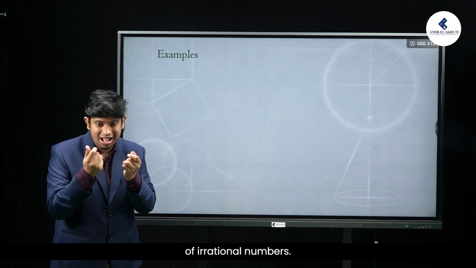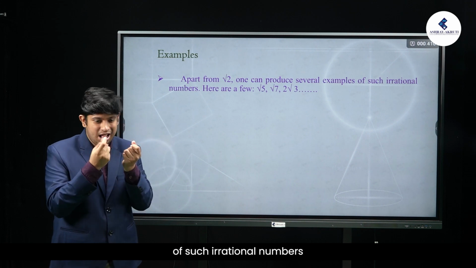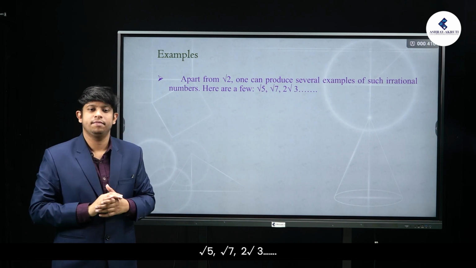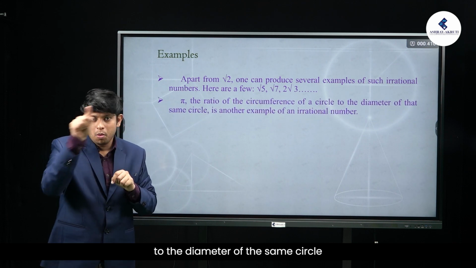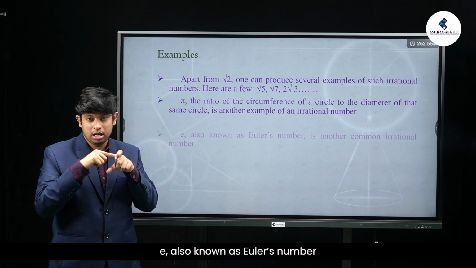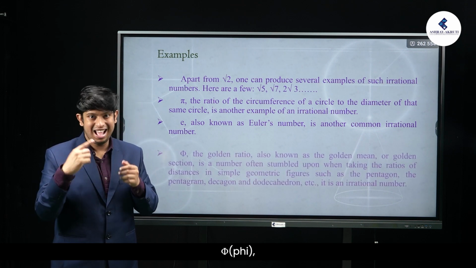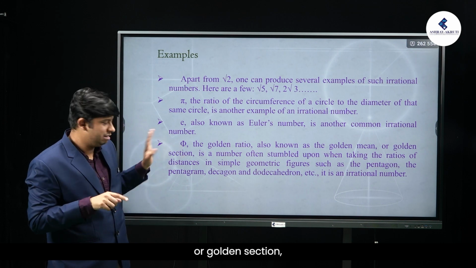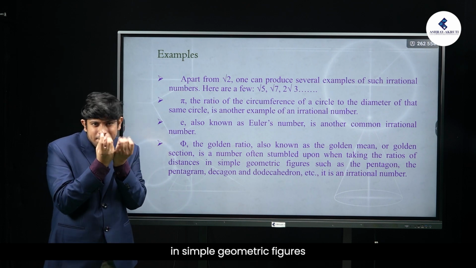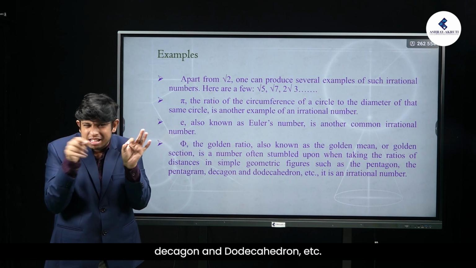Let us see some examples of irrational numbers. Apart from root 2, one can produce several examples of such irrational numbers. Here are few: root 5, root 7, 2 root 3, and so on. Pi, the ratio of circumference of a circle to the diameter of the same circle, is another example of an irrational number. e, also known as Euler's number, is another common irrational number. Phi, the golden ratio, also known as the golden mean or golden section, is a number often stumbled upon when taking the ratios of distances in simple geometric figures such as the pentagon, the pentagram, decagon, and dodecahedron, etc. It is an irrational number.